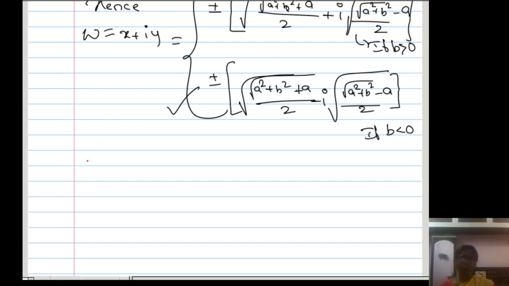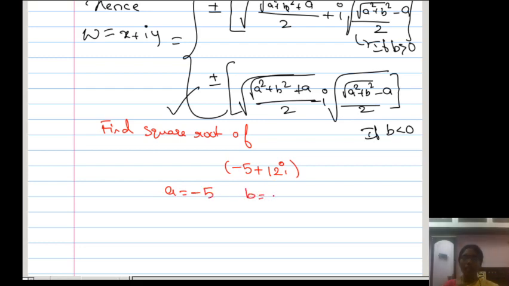See the solved problem, page number 14. Find the square root of minus 5 plus 12i. Don't think about a, whatever it may be. You have to only think about b. What is the a value here? Minus 5. What is the b value here? 12. Now tell me, b is what? Greater than 0.